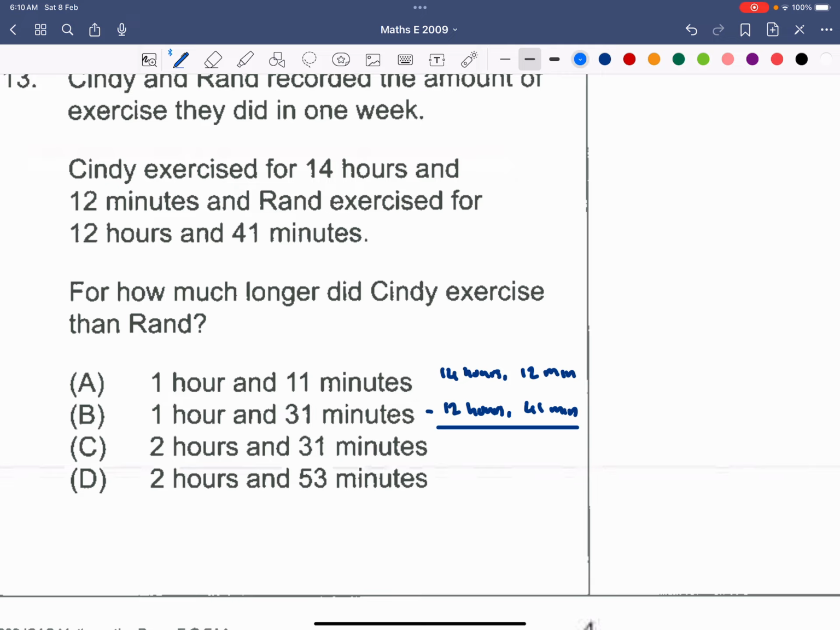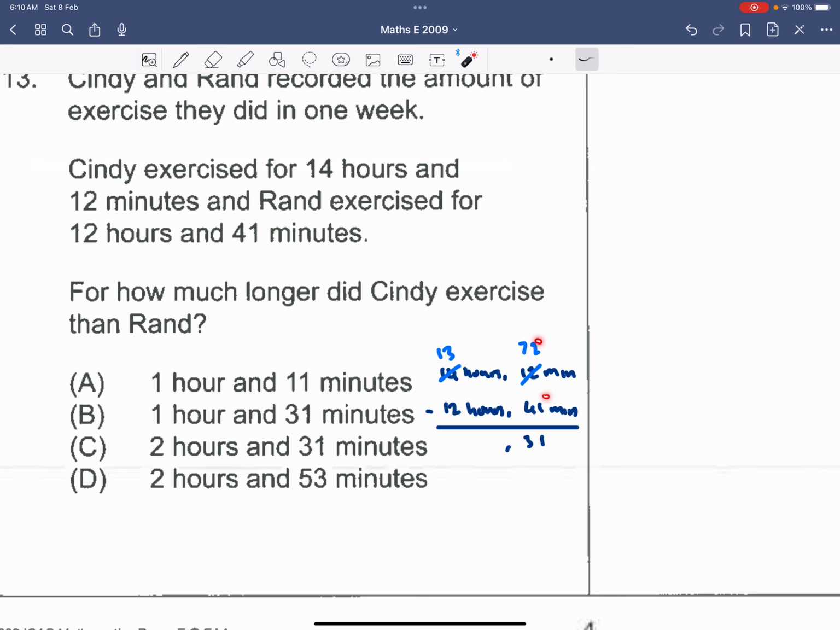So what I'm going to do is borrow an hour. So instead of 14 hours, we have 13 hours. But if I borrow an hour, I get an extra 60 minutes. I don't get an extra 10 minutes. So we don't write 22. That's not how it works. If you borrow an hour, you get an extra 60 minutes. So 12 plus 60 is 72 minutes. And now let's do the subtraction. 72 take 41, so 2 take 1 is 1, and 7 take 4 is 3. So that's 31 minutes.